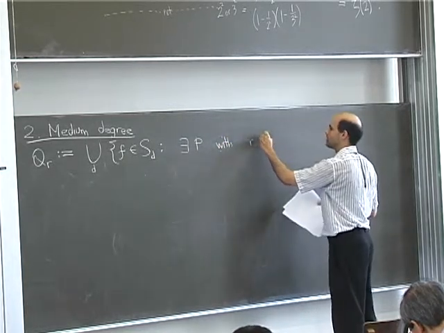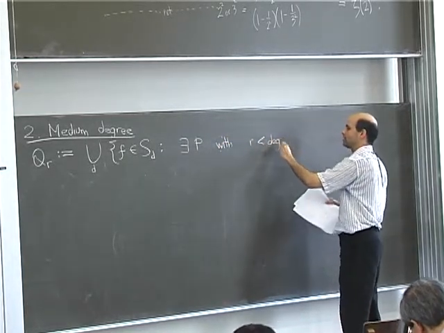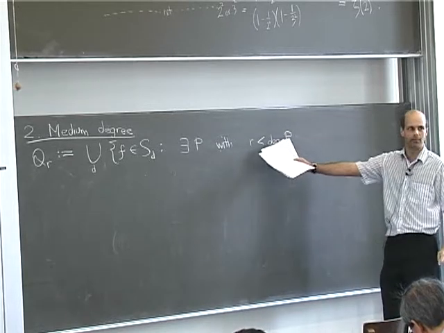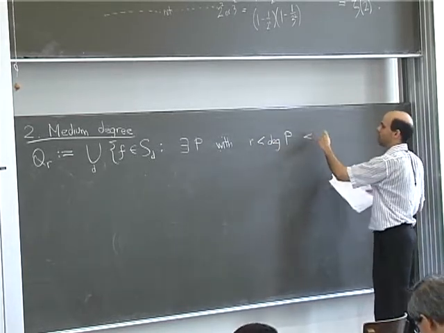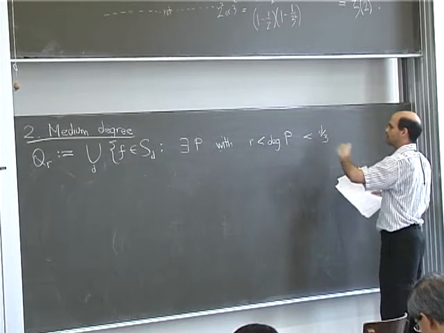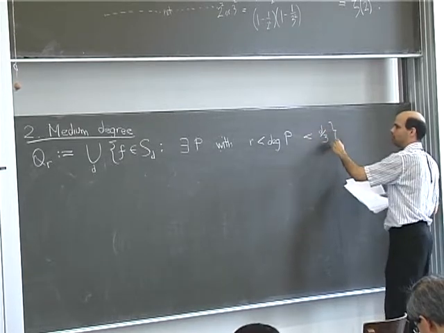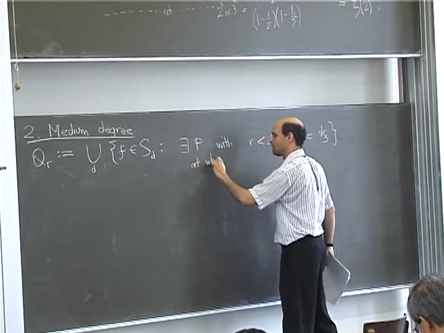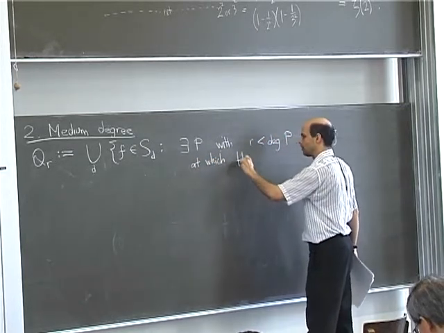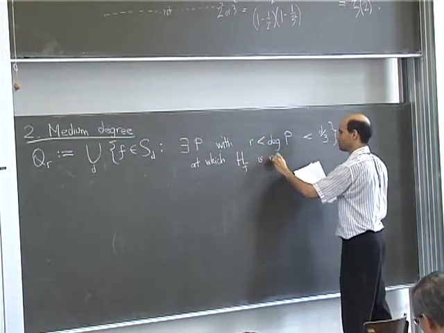And medium degree means, first of all, bigger than the ones I've already considered, namely bigger than r. But also medium means it's not too large compared to the degree of the polynomial I'm considering, at which the curve is not smooth.